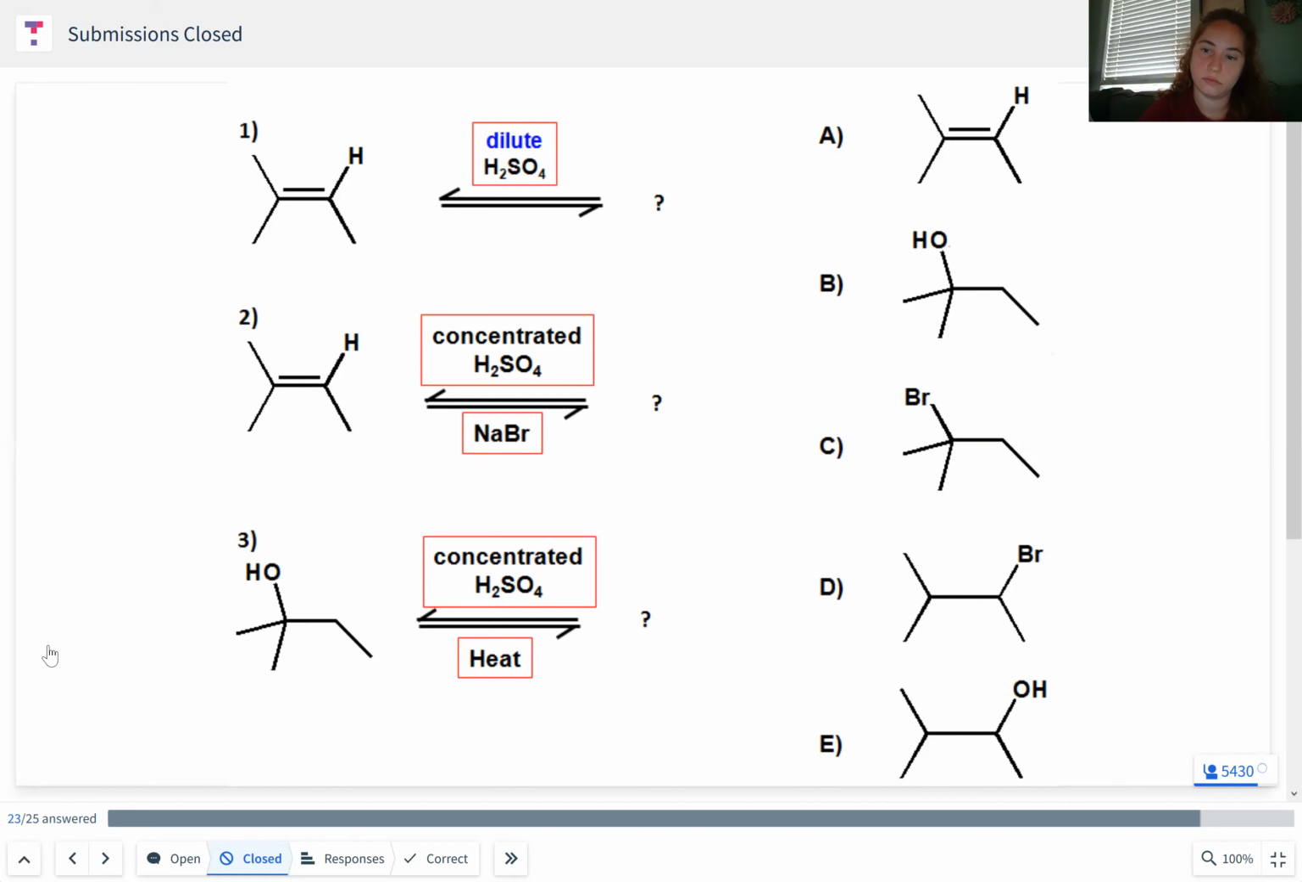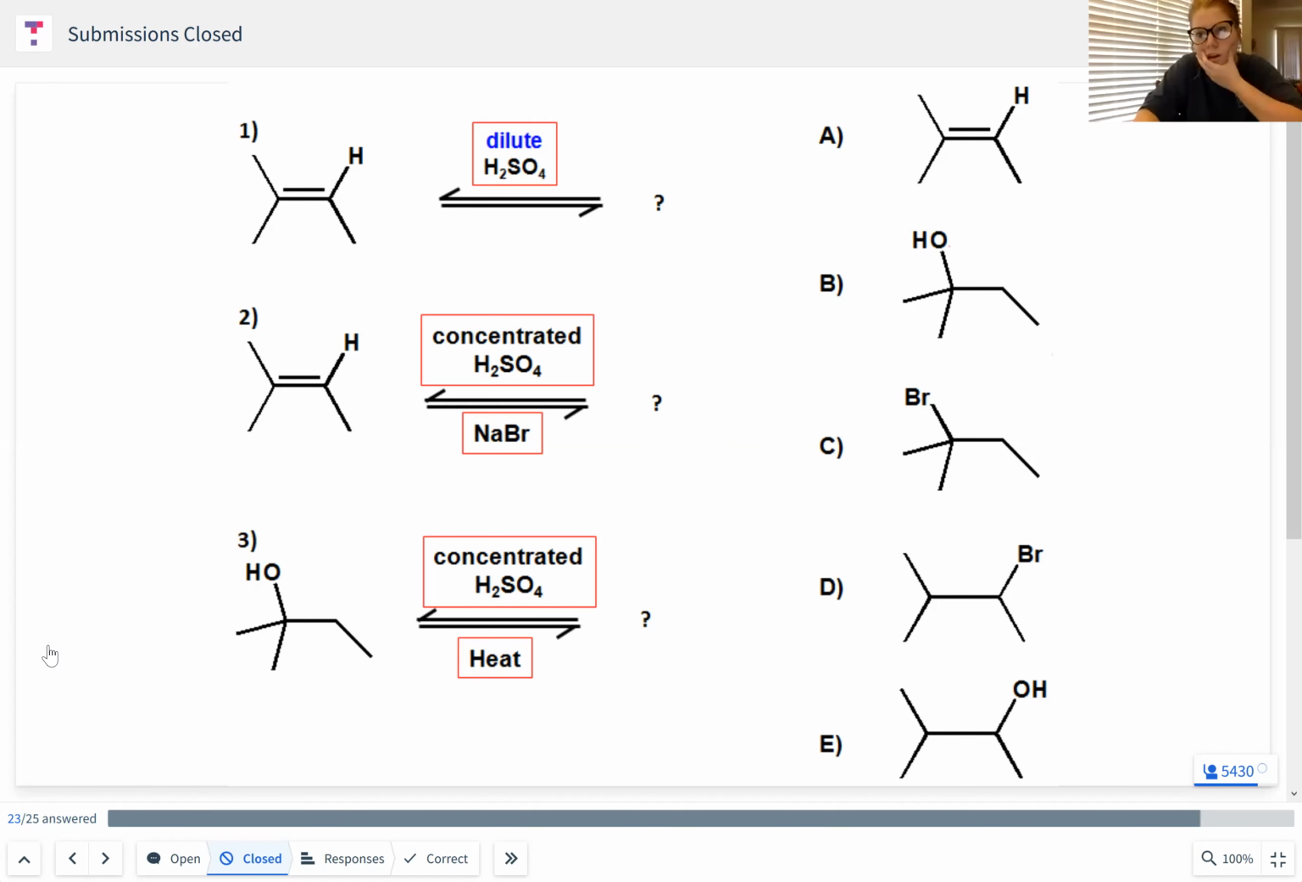Wait, no. It's not dehydration, is it? No, it's the opposite, right? So it'd be the hydration. Right. Okay, so we should be looking for a product with an alcohol in it. That should narrow you down to B or E. And then what are the rules of an acid-catalyzed hydration? Do we get the Markovnikov or the anti-Markovnikov product? Markovnikov, right. So between B and E, which one is the Markovnikov product?